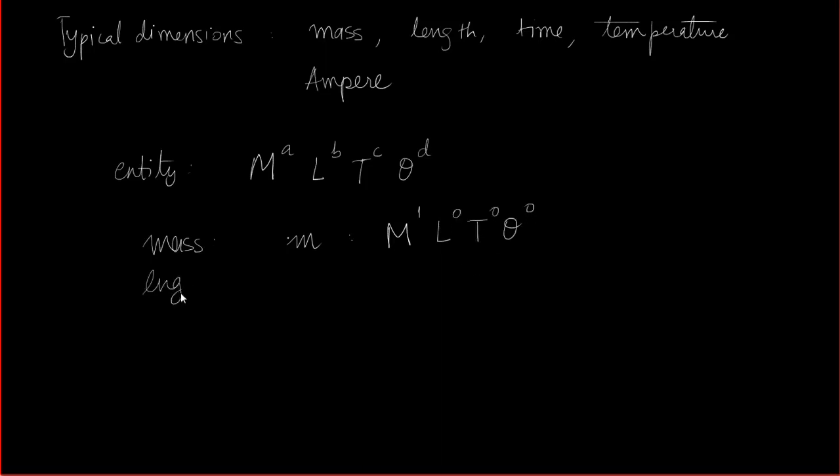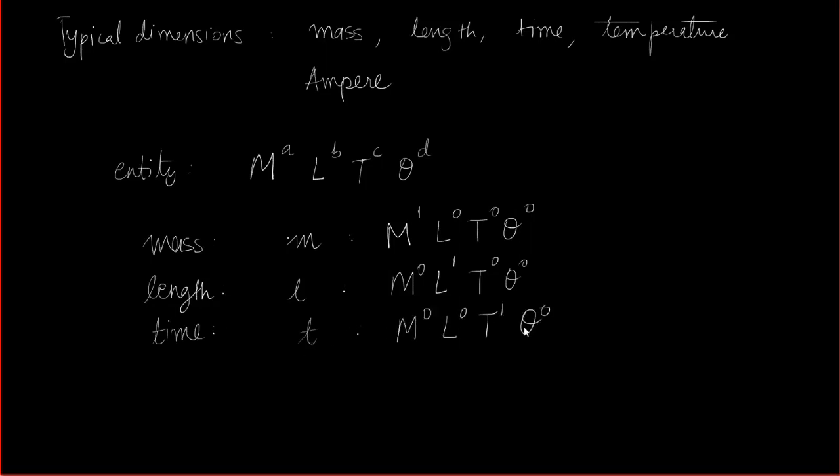Length small l will be M to the power 0, L to the power 1, T to the power 0, theta to the power 0. Time small t will be M to the power 0, L to the power 0, T to the power 1, and theta to the power 0.